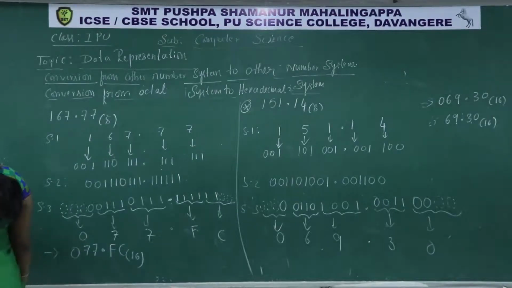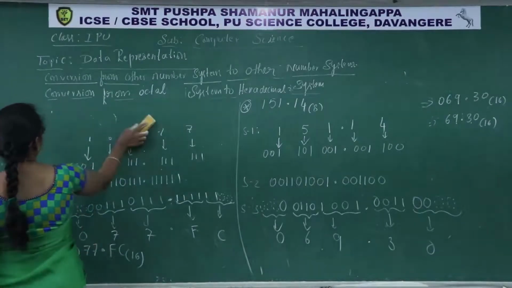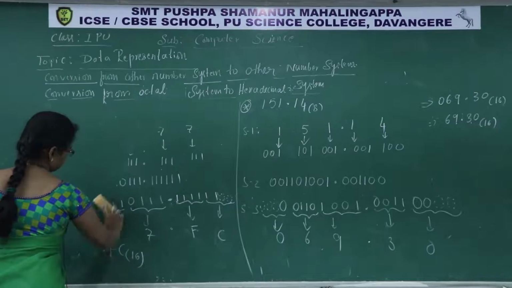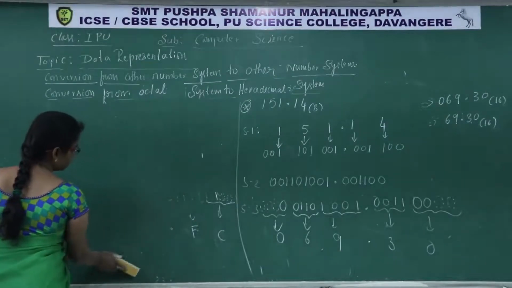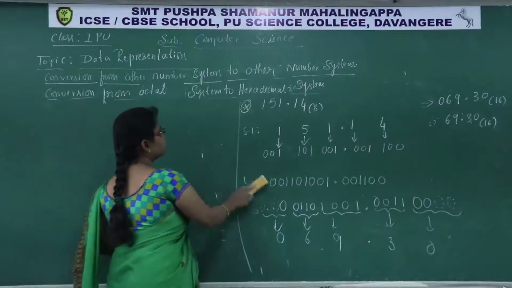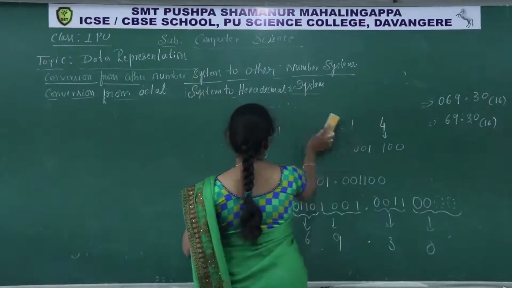Next, hexadecimal to octal. So in each number system, in each conversion, we considered both whole numbers and fractional numbers.